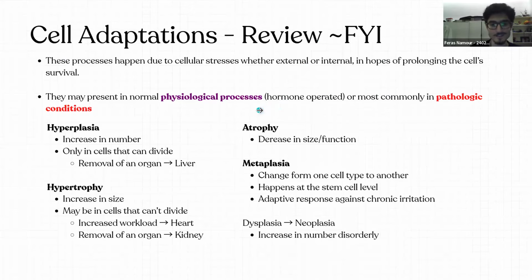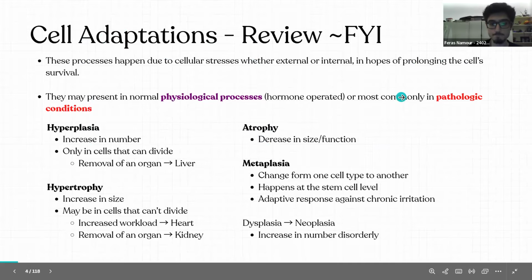Of course, I'm not going to explain the whole lecture here. Cell adaptations. Essentially, what is cell adaptations? These are processes happening due to cellular stresses, whether they are external or internal. The main purpose of cell adaptations is to prolong the cell's survival. Sometimes it's a physiological response. Meanwhile, other times, and most of the time, and our concern, it's a pathological condition. We have 5 kinds of adaptations that we're going to discuss.